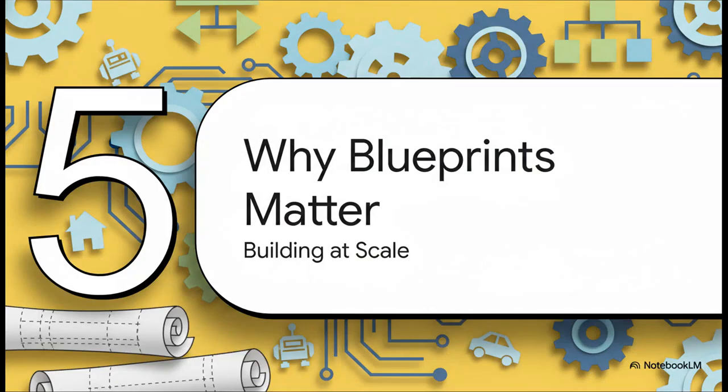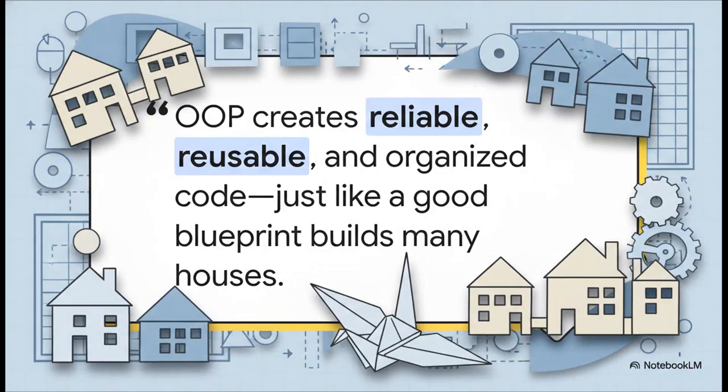So we've covered a lot of ground here. But you might be wondering, why go through all this trouble with blueprints and objects and all these different variables? Why does this whole approach matter so much? Well, it really all comes down to this. The whole blueprint idea isn't just about building one thing. It's about creating a system that's reliable, something you can reuse, and something that stays organized. It's what lets developers build these massive, complex applications without everything just falling into chaos.